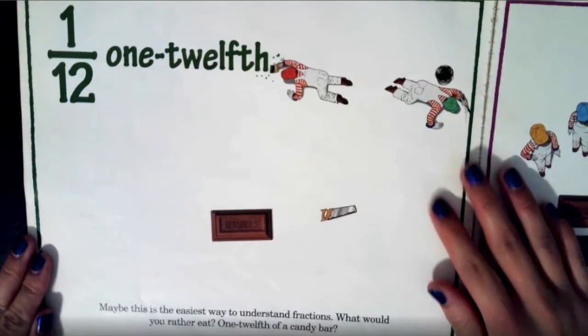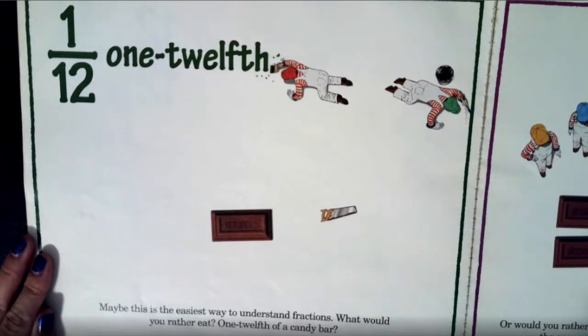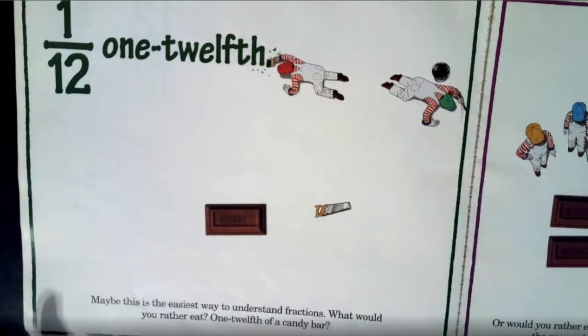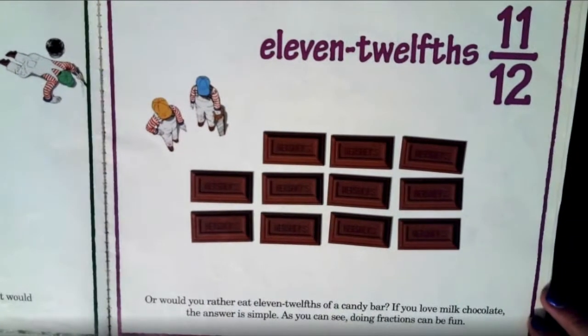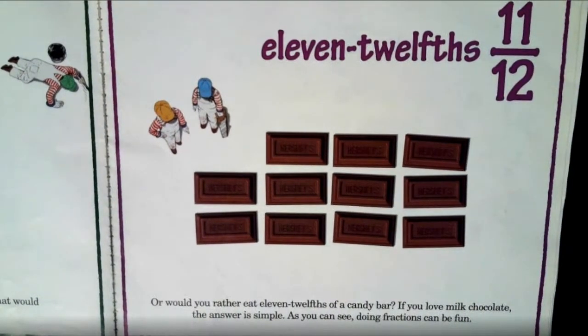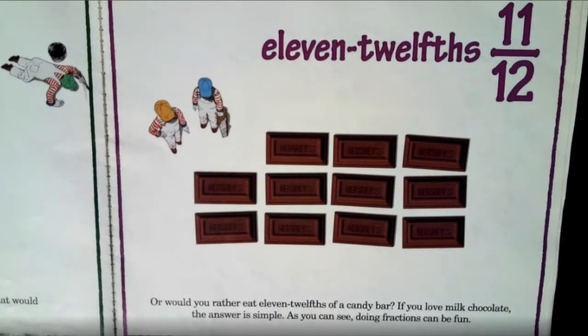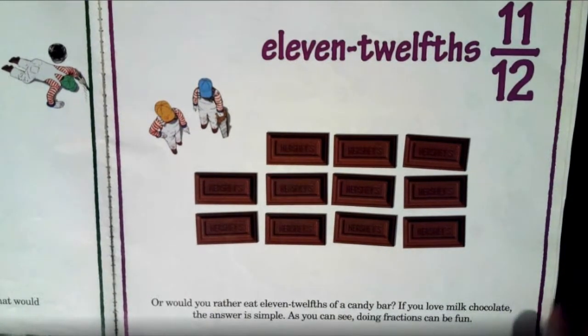1/12. Maybe this is the easiest way to understand fractions. What would you rather eat? 1/12 of a candy bar? Or would you rather eat 11/12 of a candy bar? If you love milk chocolate, then the answer is simple. As you can see, doing fractions can be fun.